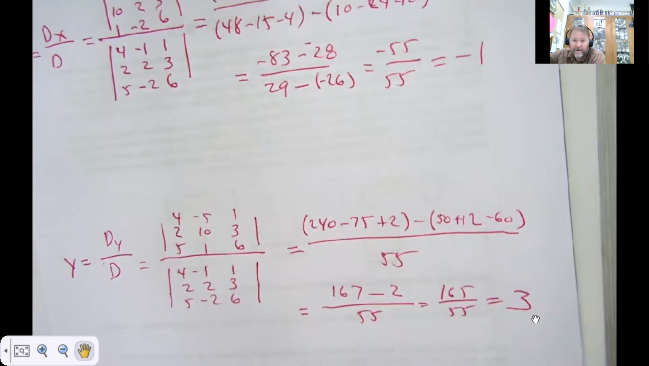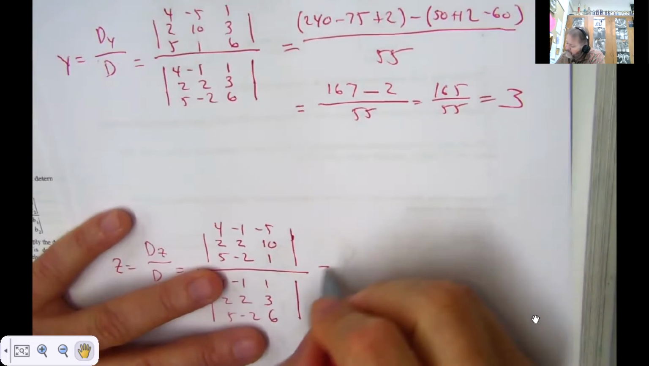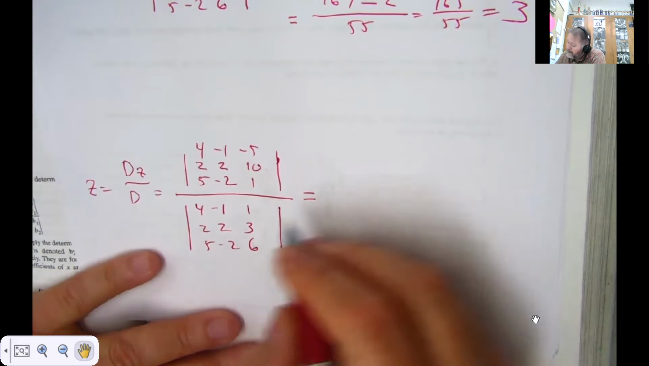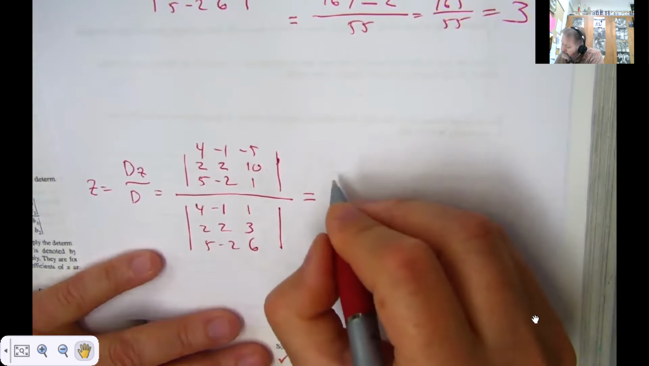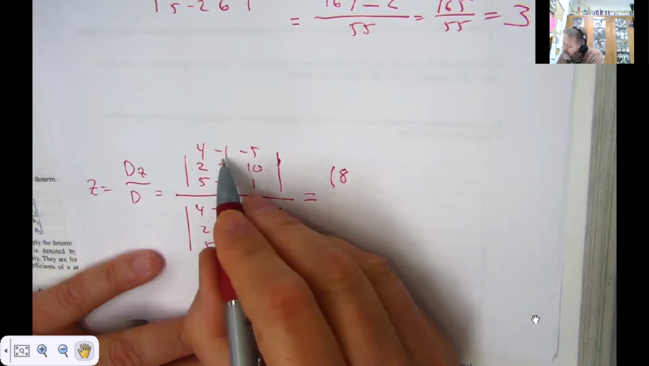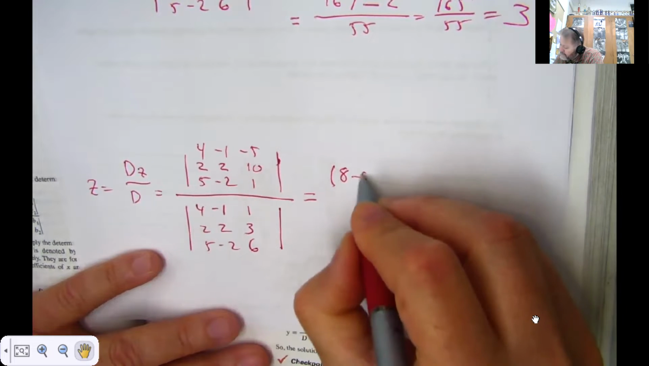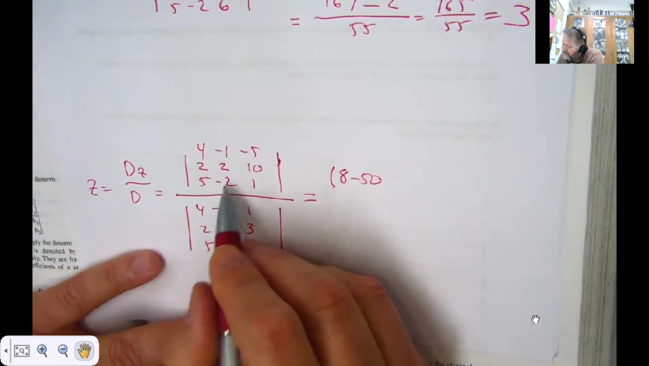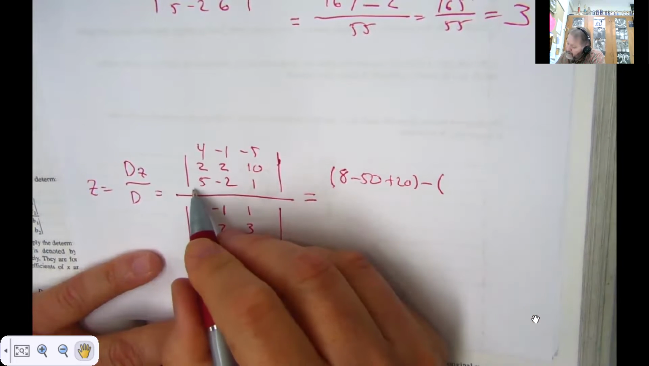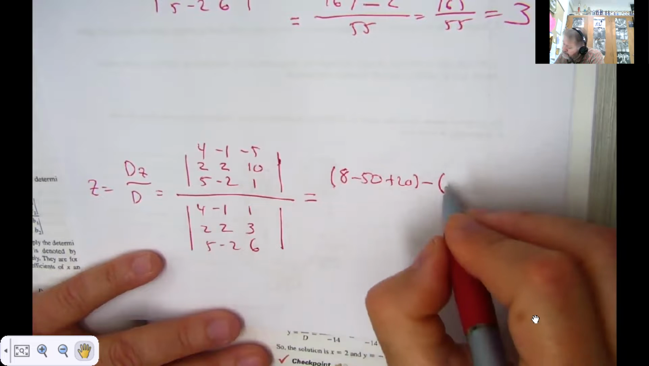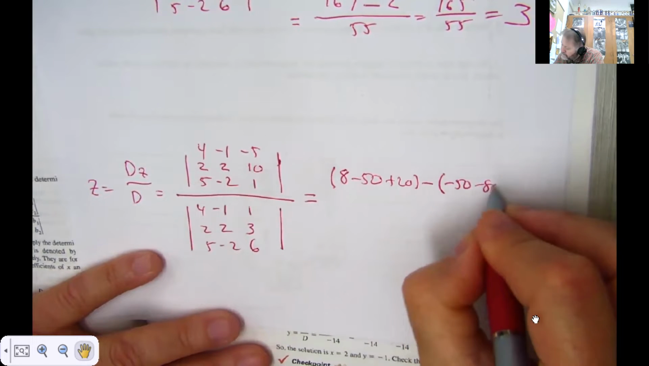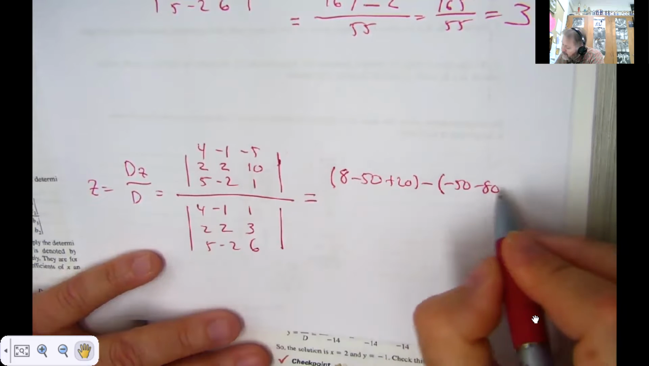All right, so far, I've got 2 answers. And for the third one, for z, we're going to have to find z now. Let's go ahead and do this. It's going to be 4 times 2 times 1 is 8. Negative 1 times 10 times 5 is negative 50. And 2 times negative 2 times negative 5 is 20. Minus, it's going to be negative 50. That's going to be negative 80. And that's going to be negative 2.